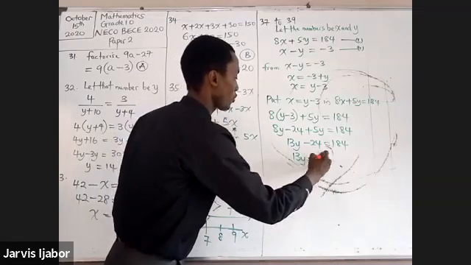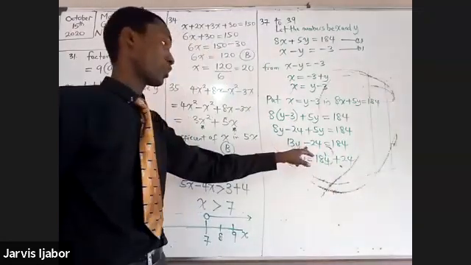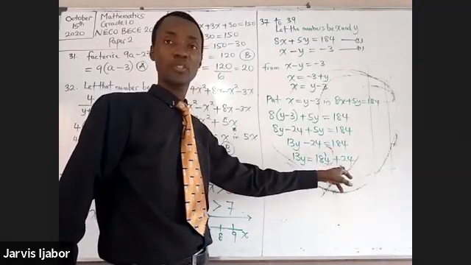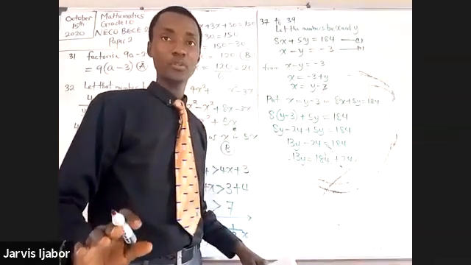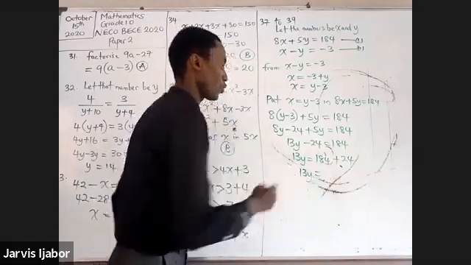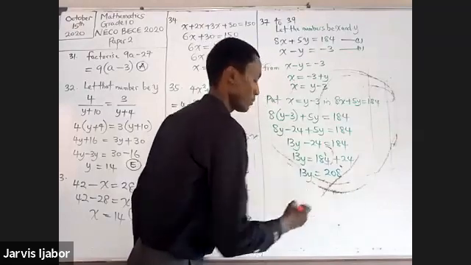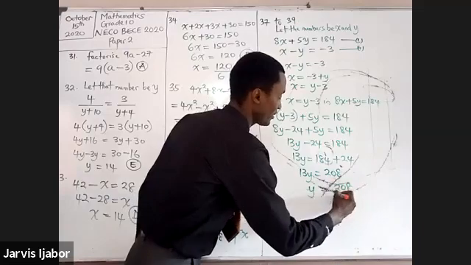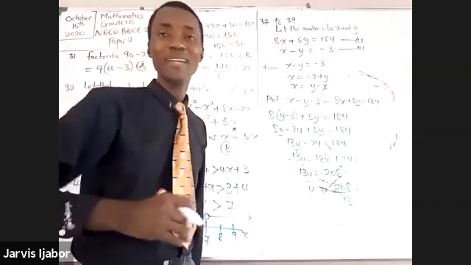13y will now be equal to 184 plus 24. Why is it plus? The crossing over of the equality sign will make this one positive. Is that understood? Okay. Now 13y will be equal to 208, meaning that y will be equal to 208 divided by 13. 208 divided by 13 becomes what?